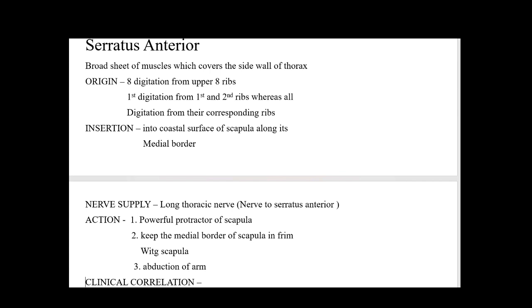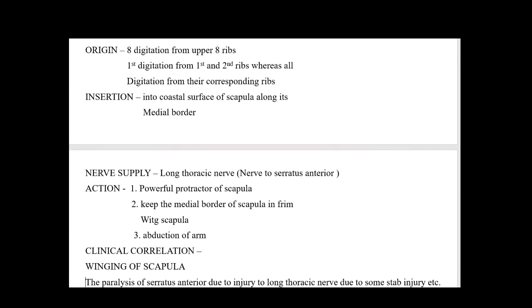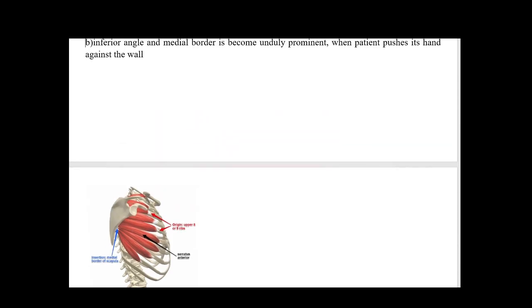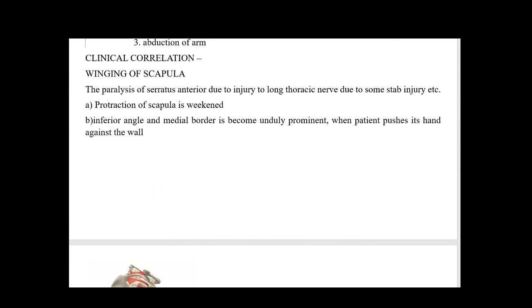Sorry, by mistake I have written the scapula. We have to write the chest wall, and it also helps in the abduction of the arm. The clinical correlation of serratus anterior muscle is very important, which is called winging of scapula. If by some injury, such as a stab injury by something pointed, hard, there is an injury to the long thoracic nerve to serratus anterior muscle, then it will lead to paralysis of serratus anterior muscle. If serratus anterior muscle is paralysed, then mainly the protraction of the scapula is weakened.